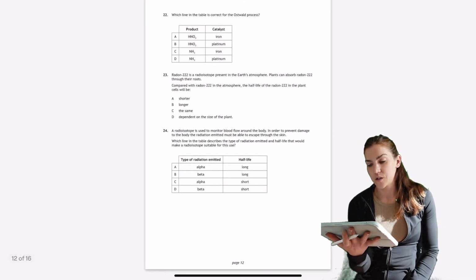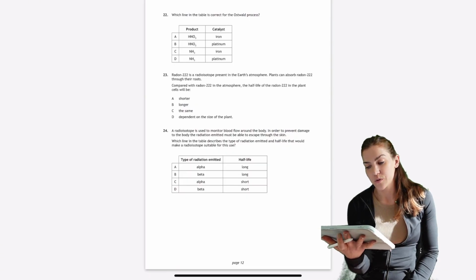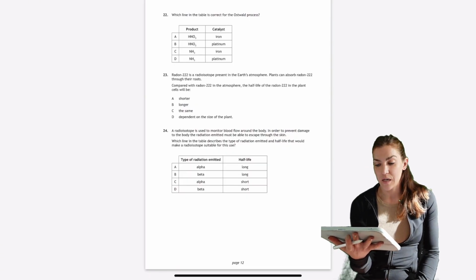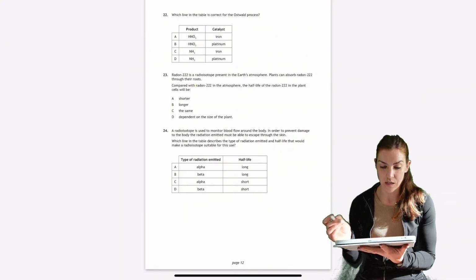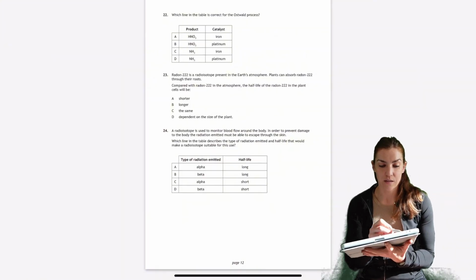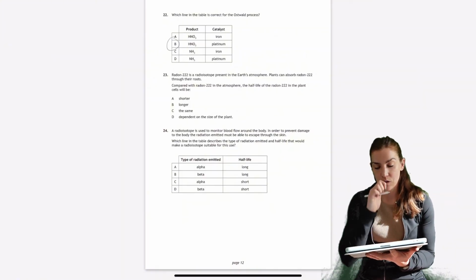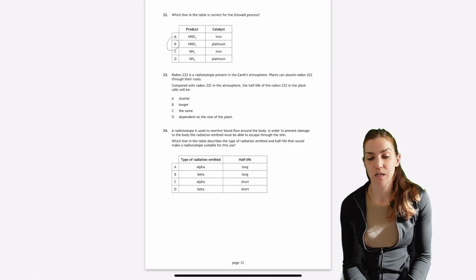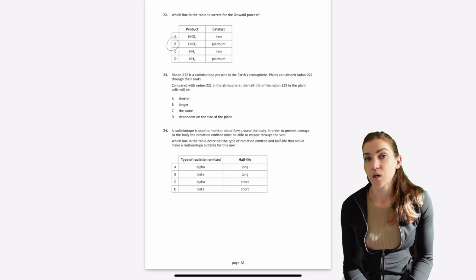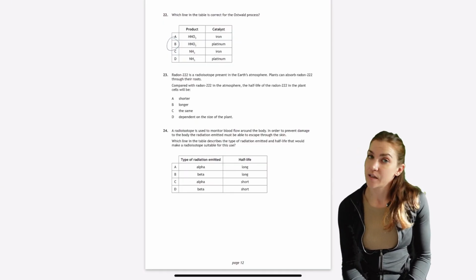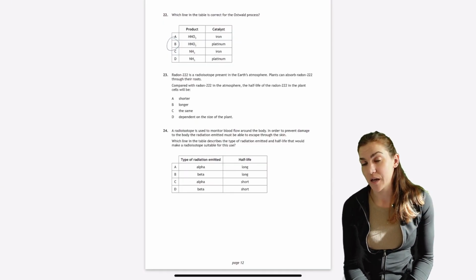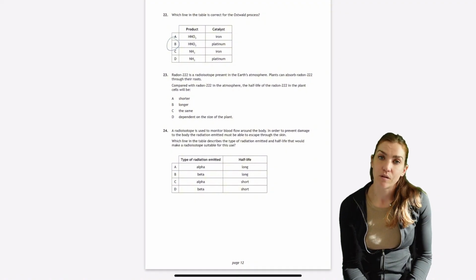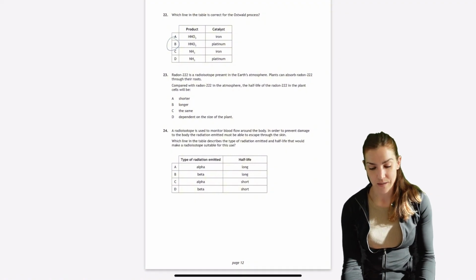Question 22, which line in the table is correct for the Ostwald process? So the Ostwald process is used to make nitric acid, so that's HNO3, and the catalyst is platinum. If you struggle to remember which way around the catalysts go for the Ostwald process and the Haber process, you can use the alphabet to help you. So Haber is iron, H and I are next to each other in the alphabet, and Ostwald is platinum, and O and P are next to each other in the alphabet.